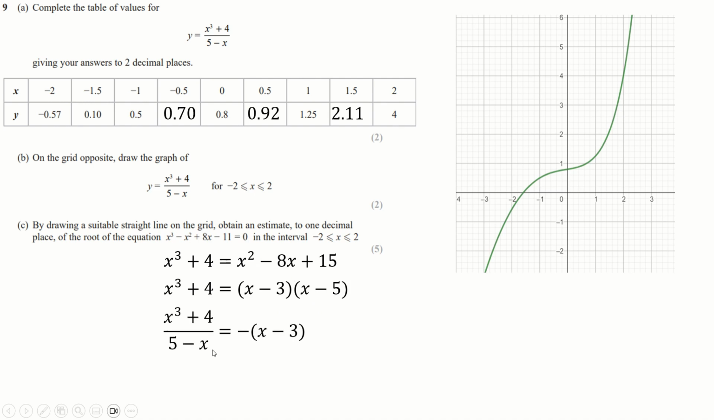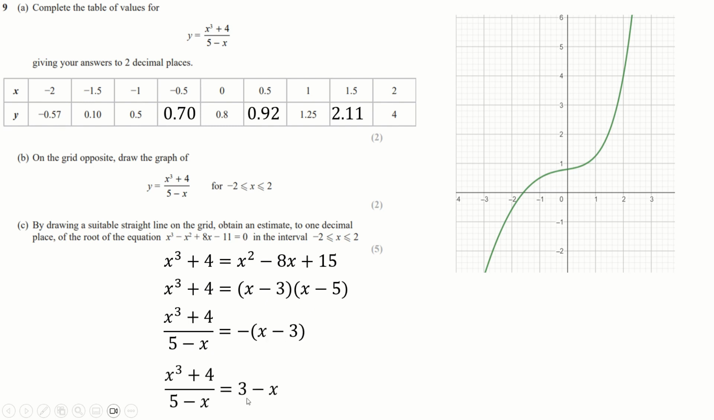Maybe I haven't explained that very, very nicely. I've actually divided by 5 minus x. And of course, when you divide this side by 5 minus x, you get this. But when you divide this side by 5 minus x, 5 minus x is just negative x minus 5. So those two things cancel and just leave behind a negative here. And now, of course, this can expand out.